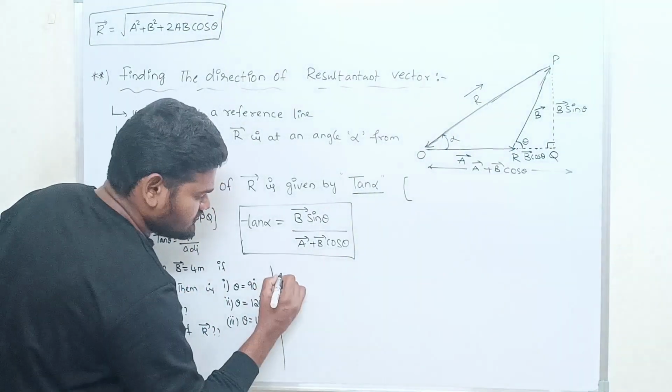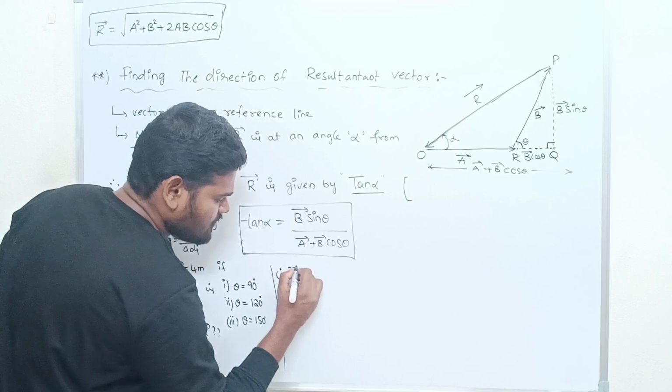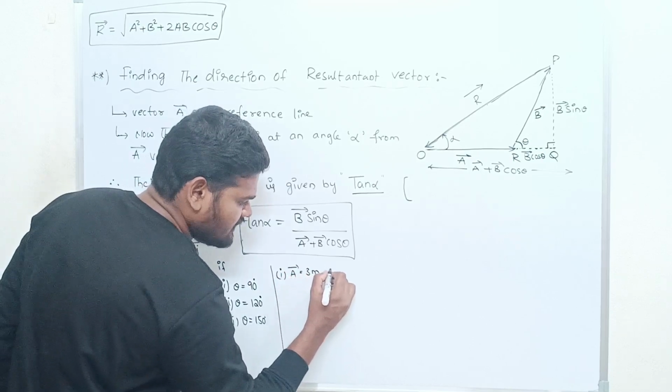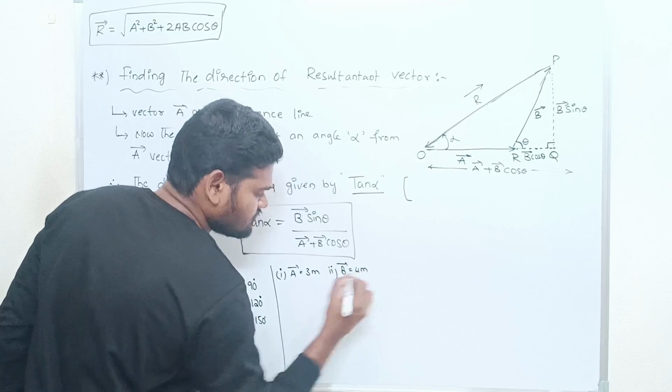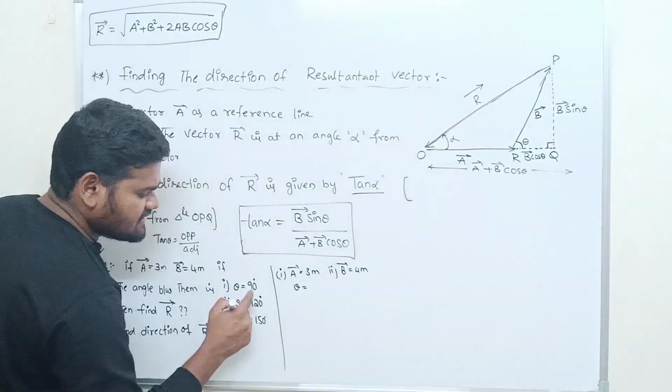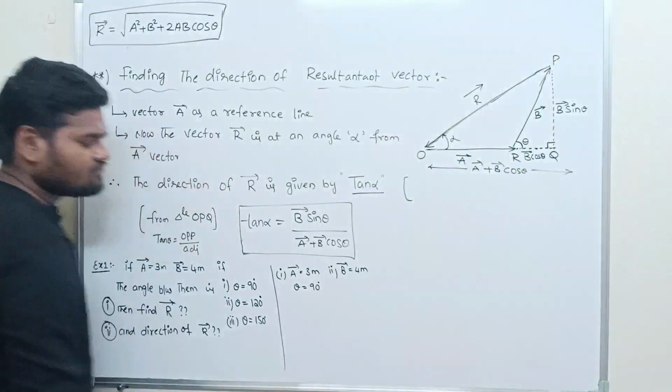So for the first one, they have given A bar is equal to 3 meters, and B is equal to 4 meters, and the angle theta is 90 degrees.